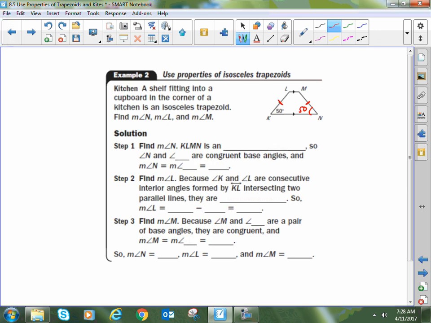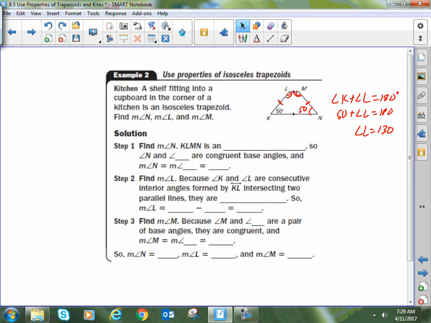Now for the other two, angle L and angle M. Whatever they are, they have to be the same because it's isosceles. So the same side angles, like angle K and angle L, have to be supplementary to each other. So if angle K is 50, then that means angle L has to be 130. And angle L and angle M are congruent to each other because they're base angles of an isosceles trapezoid. So that's going to be the measurement of the other angle as well, 130.